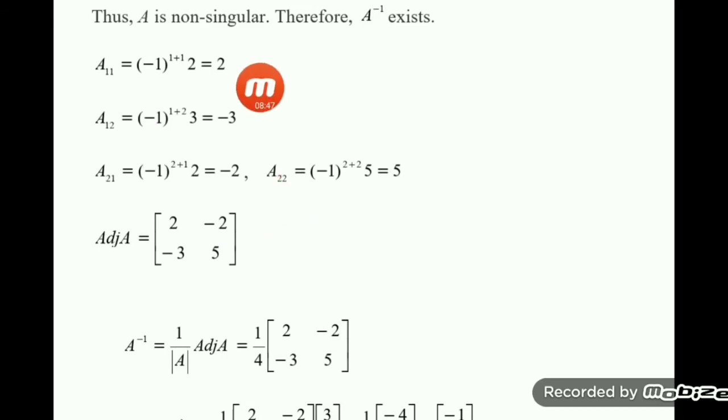Adjoint of A is equal to what? 2, minus 3 and minus 2, 5. This is done. And after that, here I have shown the calculation. In the previous questions I had not shown it directly, but you may also write it. Then 1 by determinant, that is 1 by 4, and all these values.